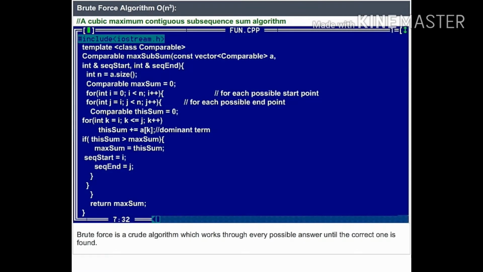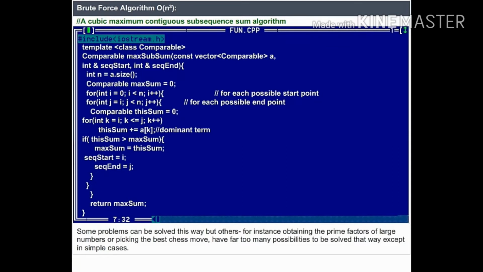Brute force algorithm, O(n^3). Brute force is a crude algorithm which works through every possible answer until the correct one is found. Some problems can be solved this way, but others, for instance obtaining the prime factors of large numbers or picking the best chess move, have far too many possibilities to be solved that way, except in simple cases.